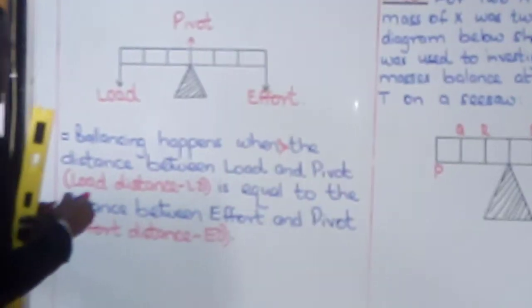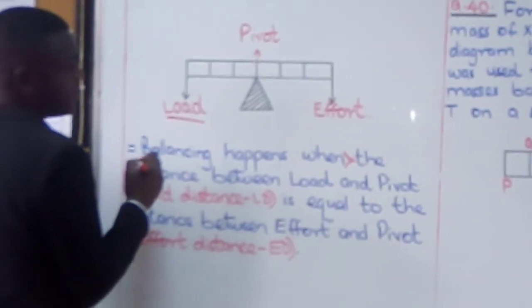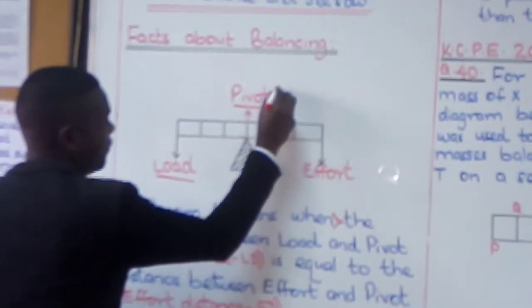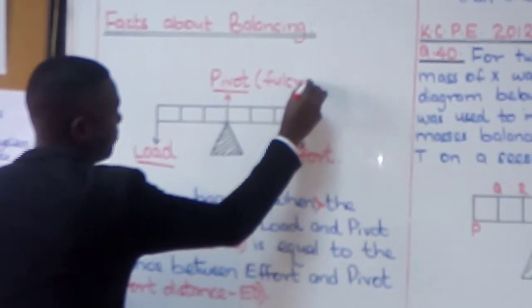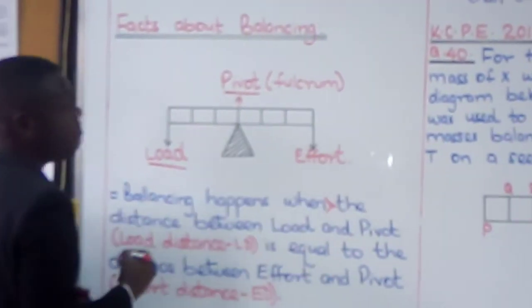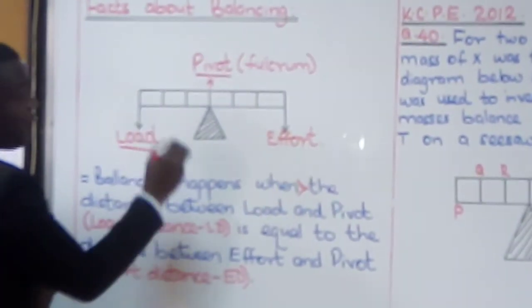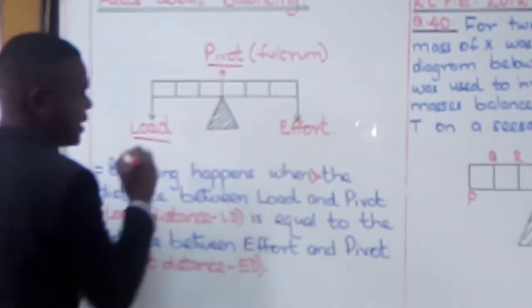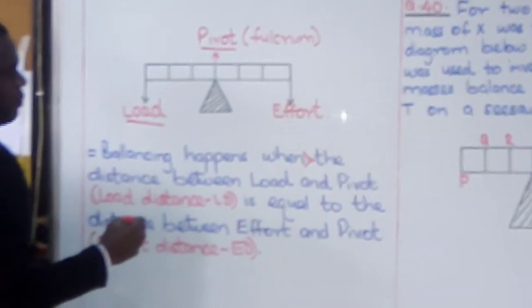Now, on this diagram, this is the load. And the load distance is the distance between the load and the fulcrum. The fulcrum is the pivot. So fulcrum is the other name of the pivot. The midpoint. The fulcrum must be placed in the middle, at the center of the balancing plank. That is the balancing plank. You can see I've marked it so that you understand the positions.